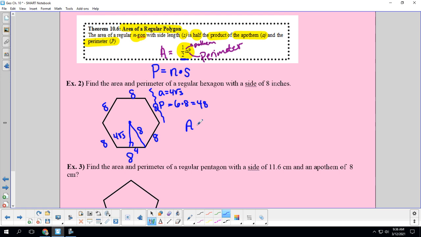Okay, so let's put it together. Area is equal to 1/2 times the apothem times 48. Okay, and remember, we deal with all of our whole numbers together, and then if we don't have any other roots, this root 3 just hangs on to it. So I'm going to do 1/2 of 4 is 2. 2 times 48 is 96. So I'm going to say this is 96√3 inches squared.